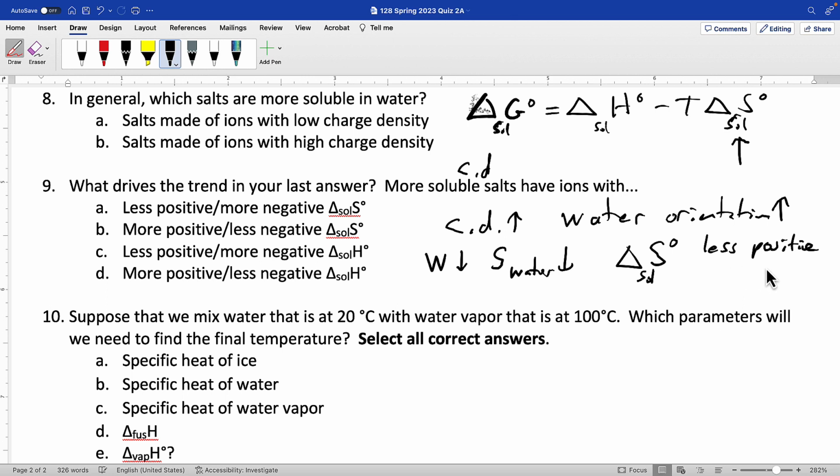In other words, putting ions in the solution generates less entropy than you expect. It could even make it negative, so you can say more negative. Okay, these are the same things. It's going to make it move down on the number line. So less positive, more negative, delta S of solution.